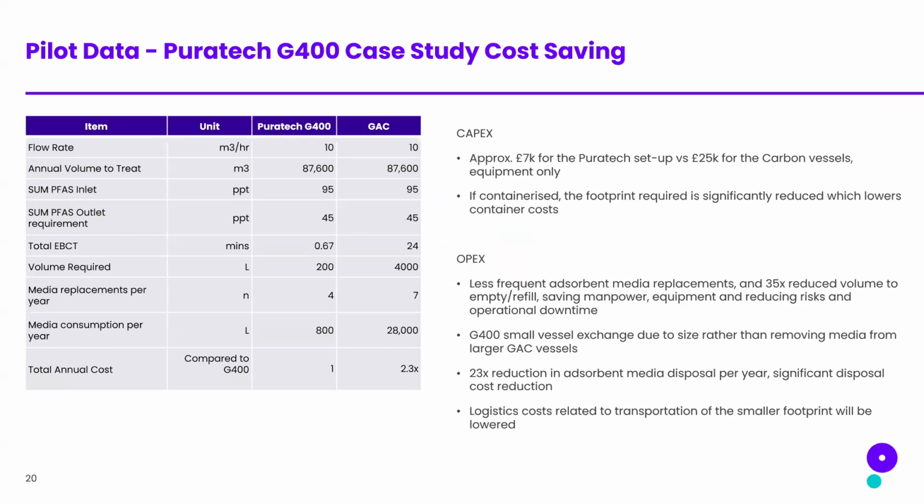So just some ideas on size of the system. The equipment was about a quarter of the price for the G400 system. It's containerized. It's a small footprint. Those tanks could easily be moved just with a dolly back and forth, rather than having to go on site and remove all of the media with the truck.